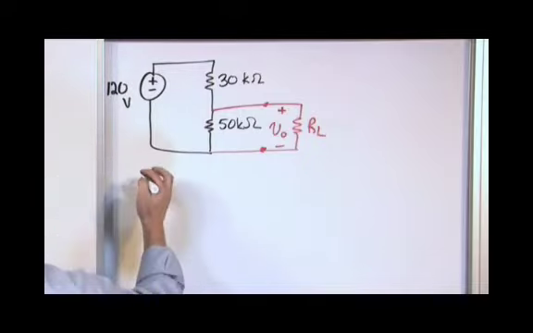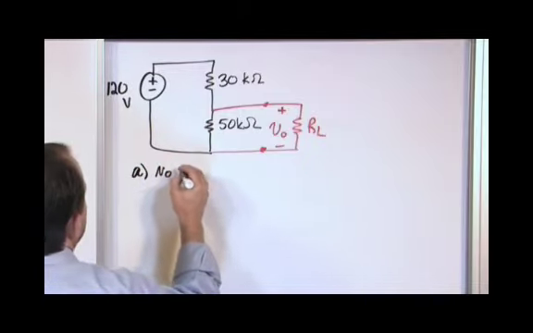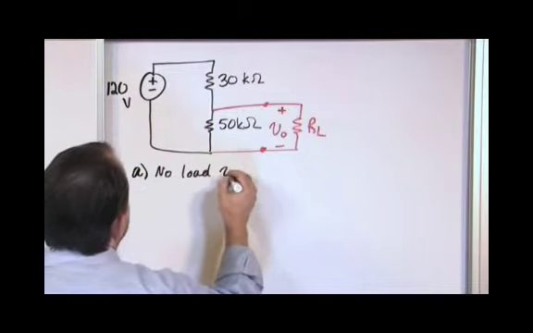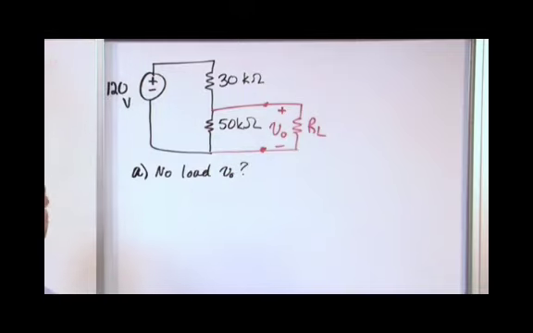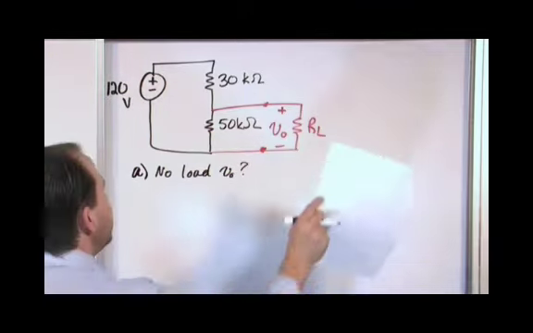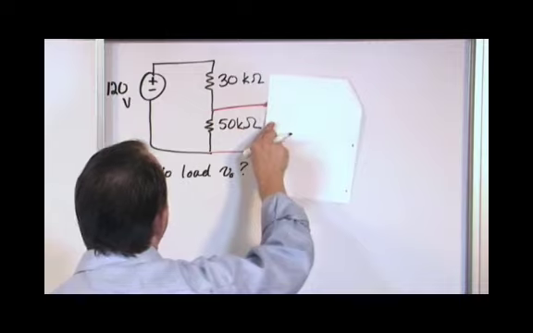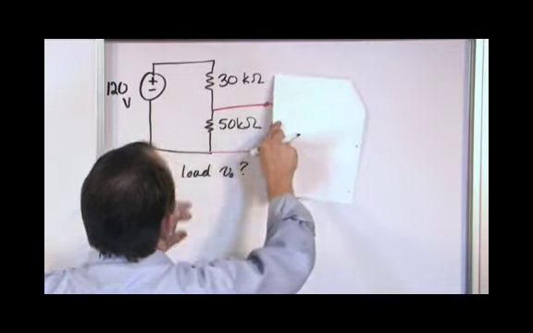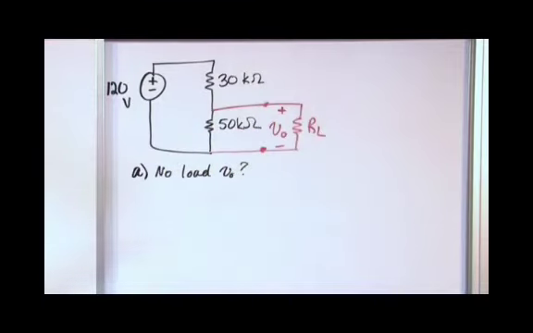So let's just say no load V naught, I'll put a question mark here. So this is simple. What it means is you cover this up. There's no load there at all. You have a voltage divider. You want to know what's the voltage across the 50 kilo ohm resistor. You basically back up and use what we already just said.